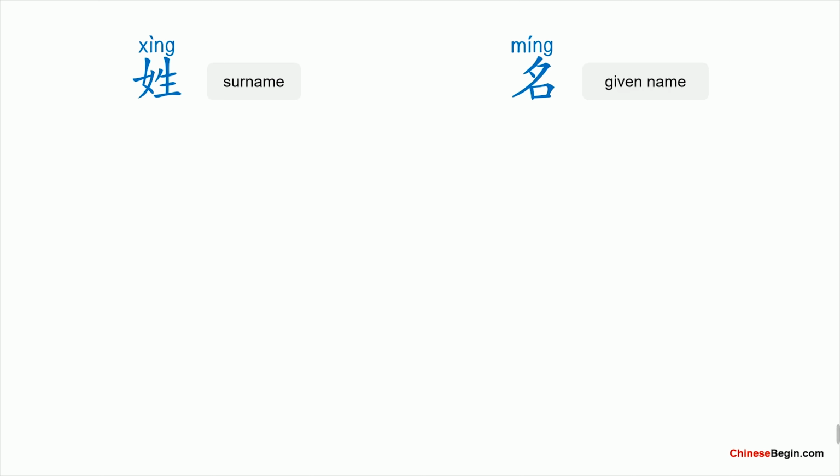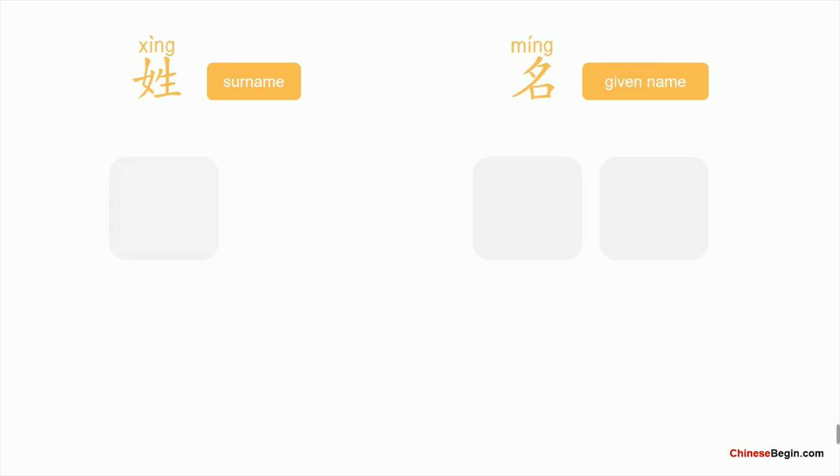Do you know the composition of a Chinese name? A Chinese name is composed of two parts, 姓 and 名. 姓 is surname. 名 is given name. The surname 姓 always goes first and the given name 名 goes after it. Usually, the surname has only one character. The given name 名 has one or two characters.